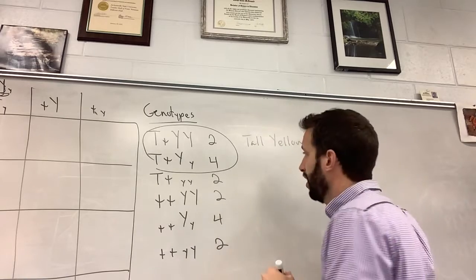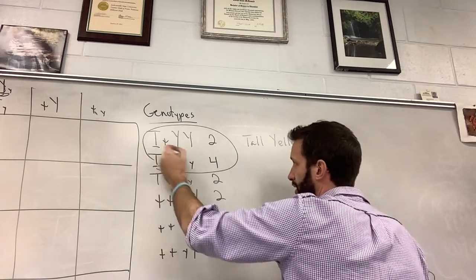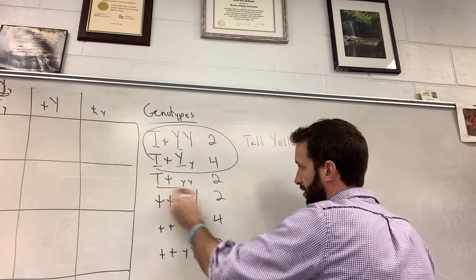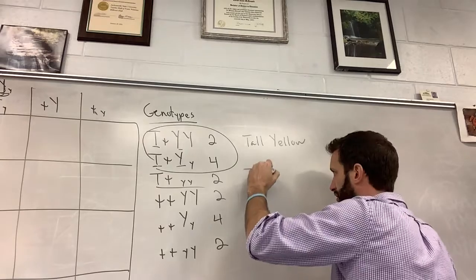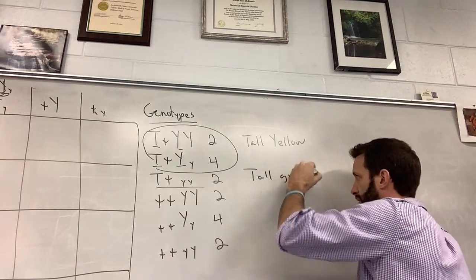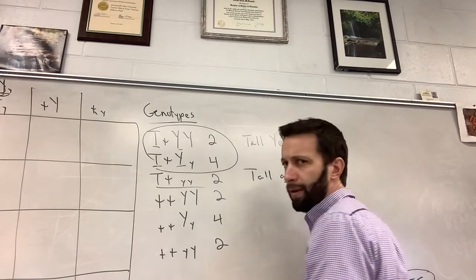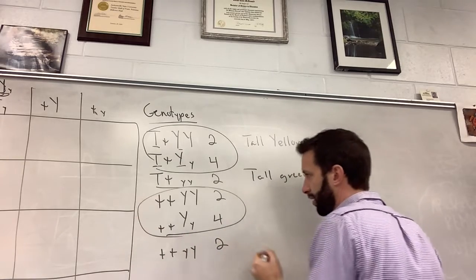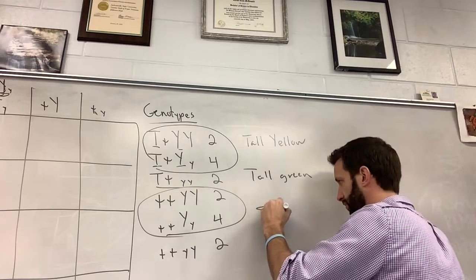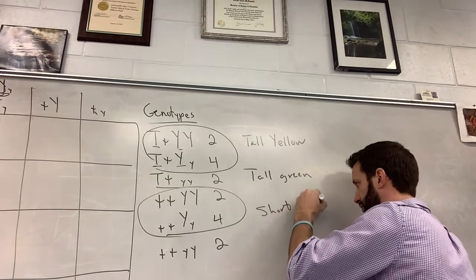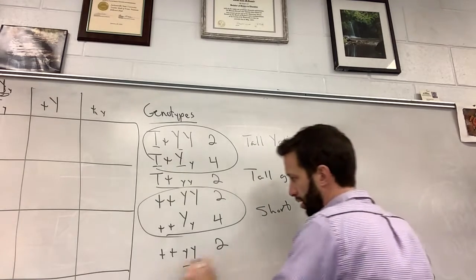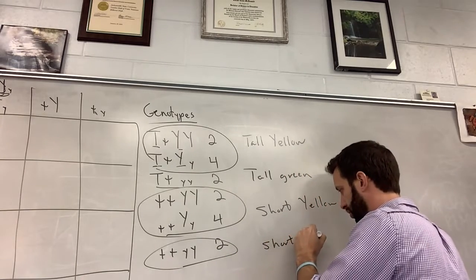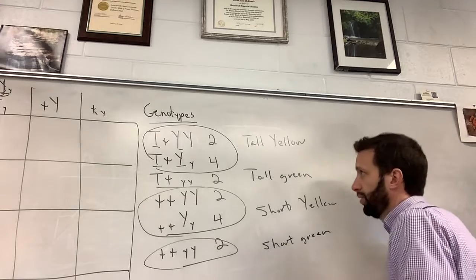Never mind. So, all of these are going to be tall and they're going to be yellow because they got that dominant trait. These guys right here are going to be tall and green. Thanks for your participation, my bad. These guys right here are all going to be what? Short and yellow. And these guys are going to be short and green.